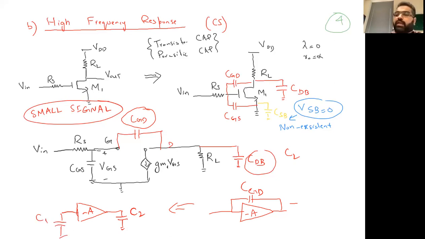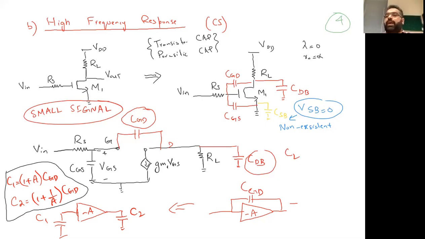एंड व्हाट विल बी द वैल्यूज? इसको CGD रख देते हैं. C1 will be equal to 1 plus gain. It's ultimately negative, but because of the inverting case, it's going to be 1 plus A times CGD. And C2 क्या हो जाएगी? 1 plus 1 over A times CGD. So हमारे पास दो capacitances हो जाएंगी somehow in this fashion. And these two capacitances ultimately will make our life easy.